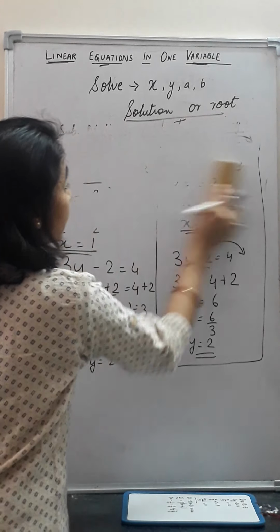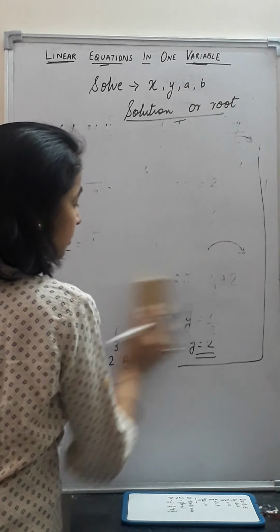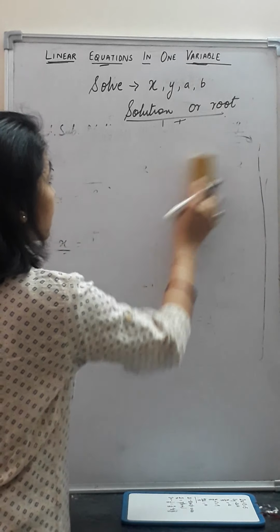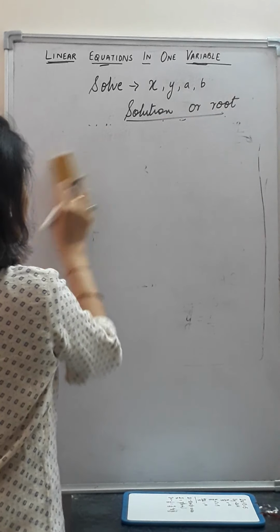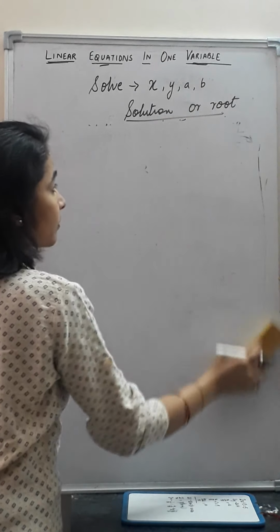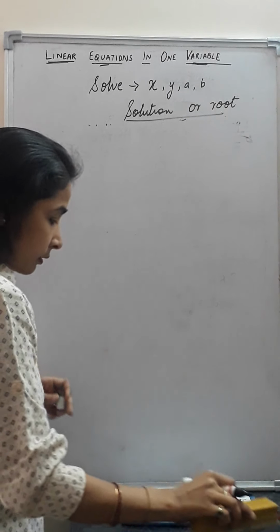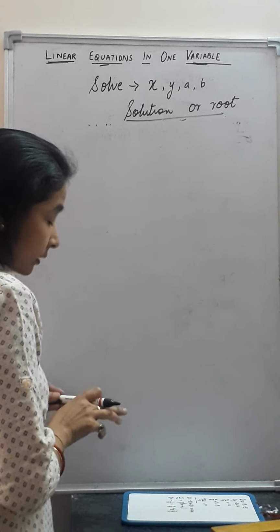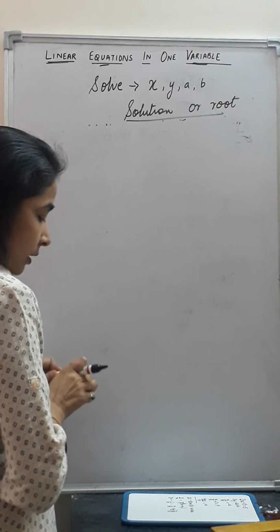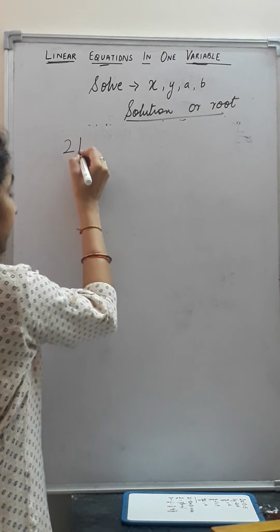Now we will solve by the transposing method only, because it is useful in future classes. The method of adding and subtracting was just to explain that the equation remains unchanged. It is useful in solving other types of problems, but not right now. We are taking the transposing method. Let us take a bigger example.